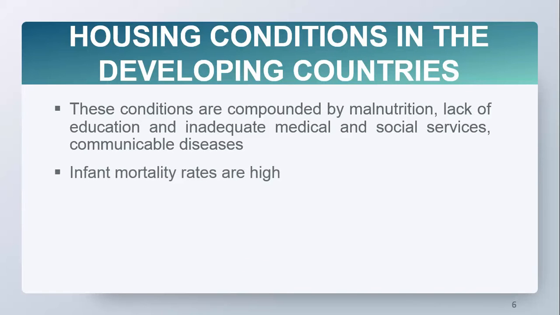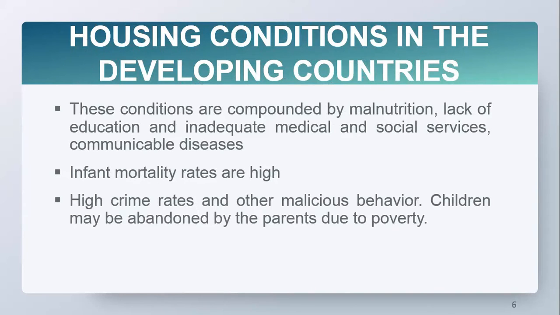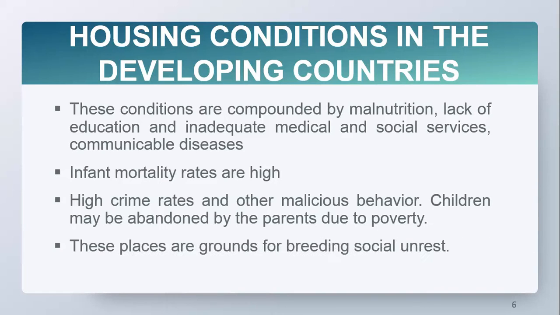Infant mortality rates are high in the developing countries. There is high crime rate and other malicious behavior. Children may be abandoned by the parents due to poverty. These places are grounds for breeding social unrest. So generally, the housing conditions in the developing countries are very poor and are in need of improvement.